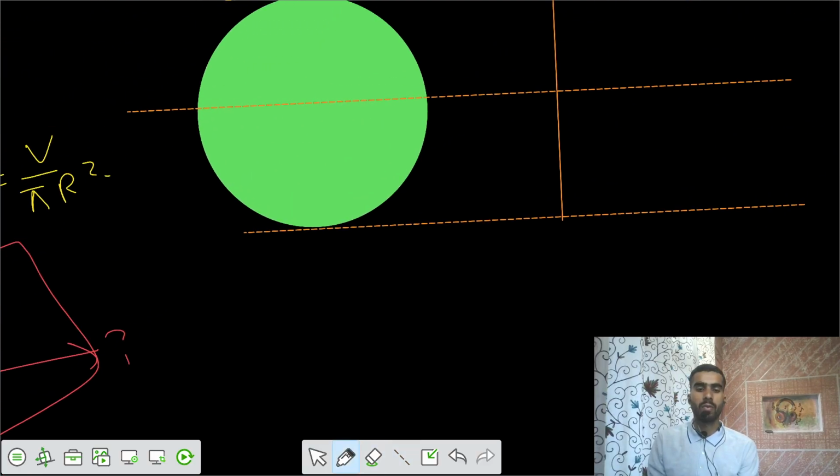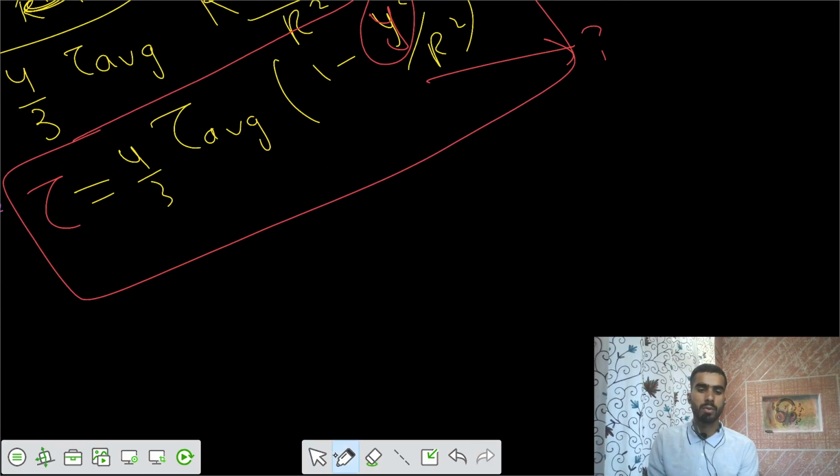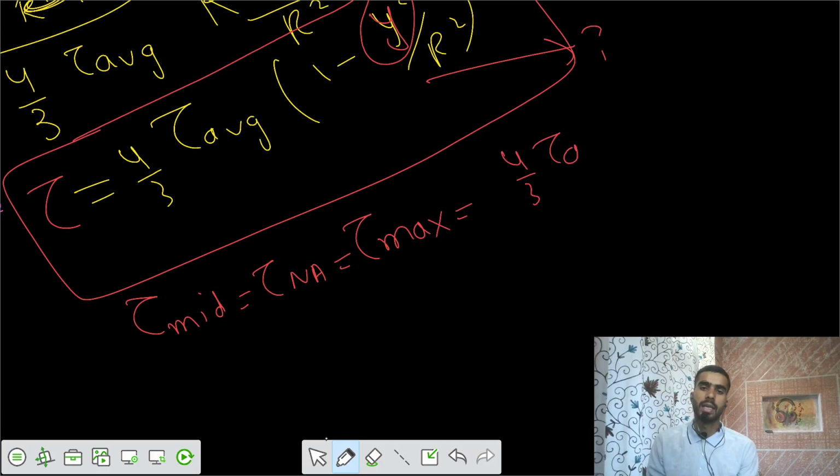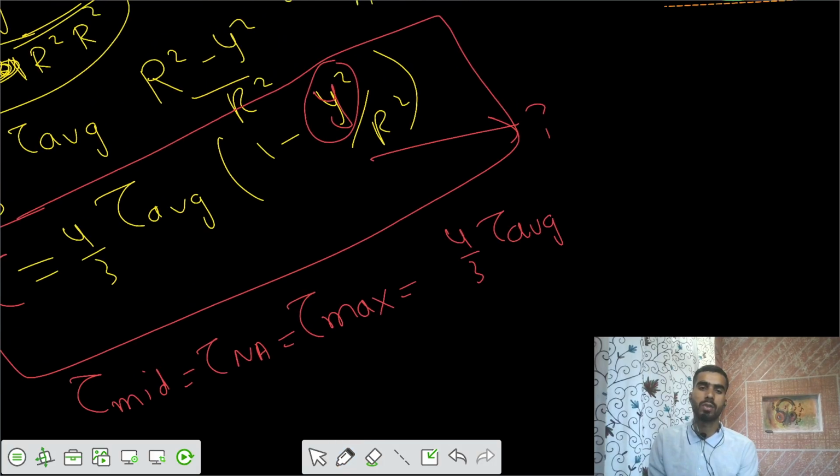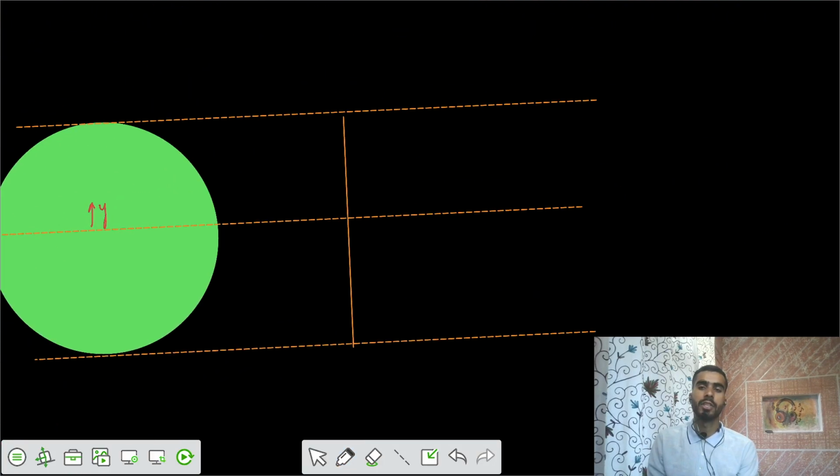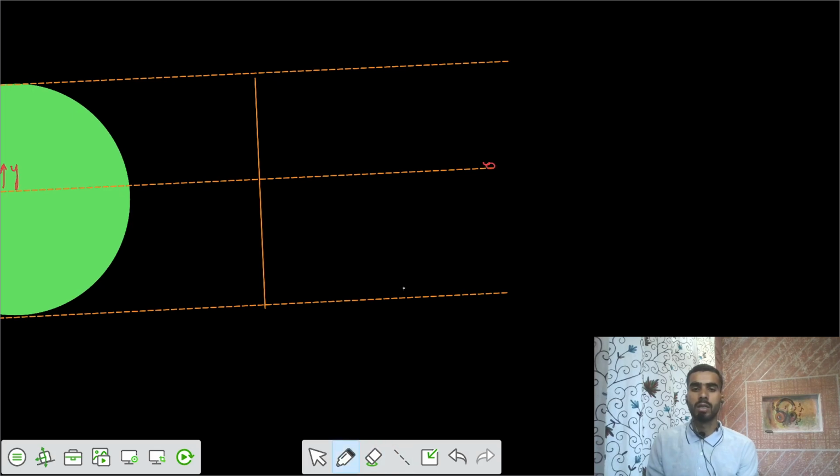Let's substitute the value of y. We know that y is measured from the neutral axis. This is the neutral axis. Let's say the value of y equals 0. So I would write tau at mid equals tau at neutral axis, and that would be tau max. That equals 4 by 3 into tau average, because y is 0. So we got 4 by 3 tau average.